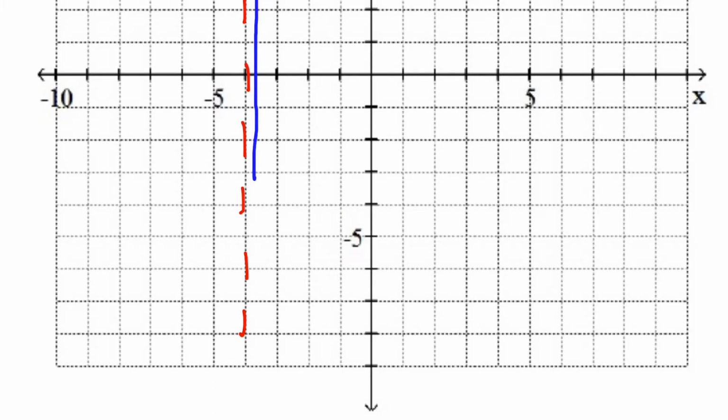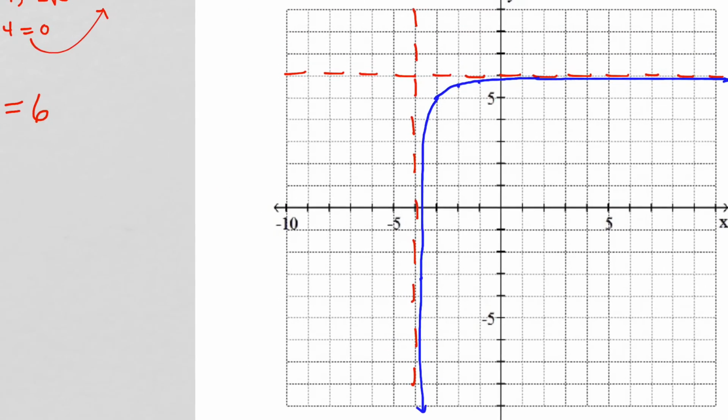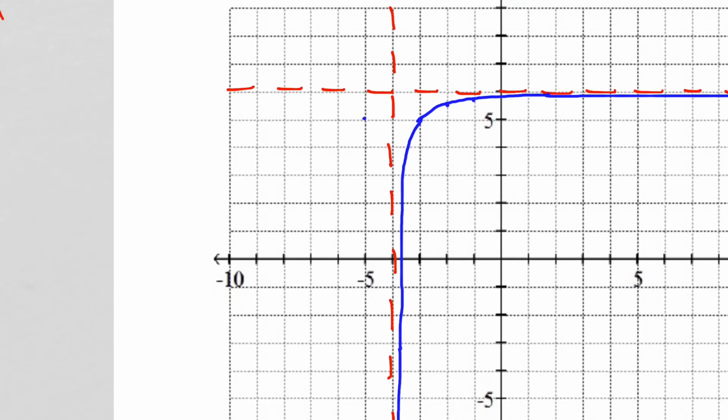at this point. Oops. There we go. And then I'll graph the other side. This is going to graph like so.